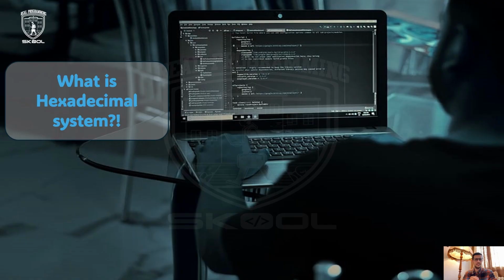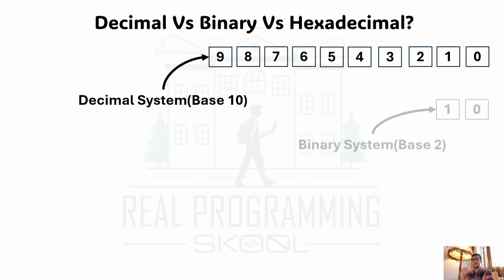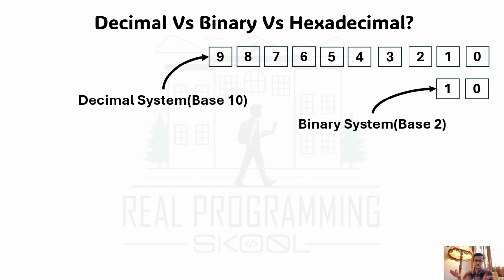What is the hexadecimal system? Before we go to learn what the hexadecimal system is, we should remind ourselves that the decimal system is base 10 and the binary system is base 2. Hexadecimal is base 16. And how we represent the numbers after 9 in hexadecimal, that's what we will see now.